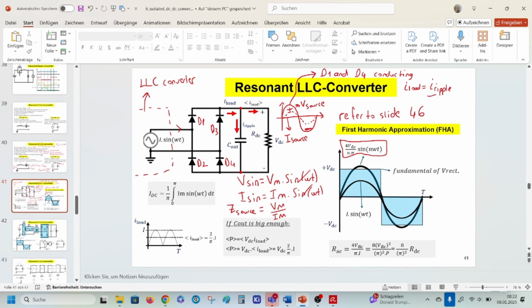This is my AC portion plus the average. We assume that the output cap is very big. That means the I ripple, if the output cap is very big, the AC portion of this equivalent will be smaller.